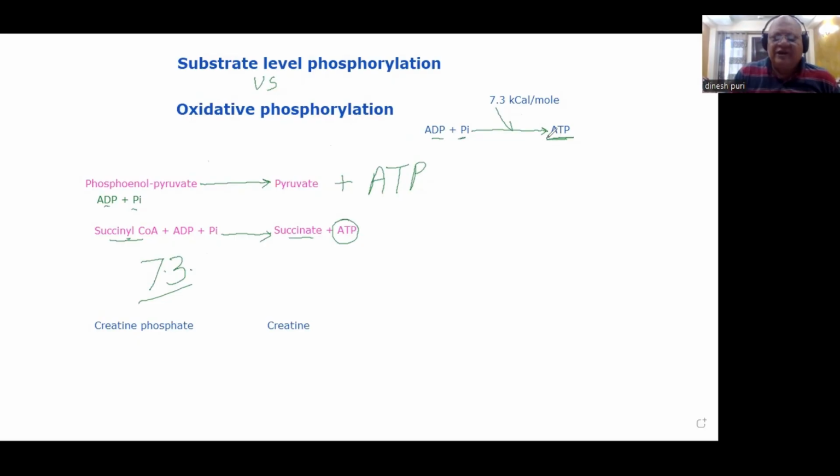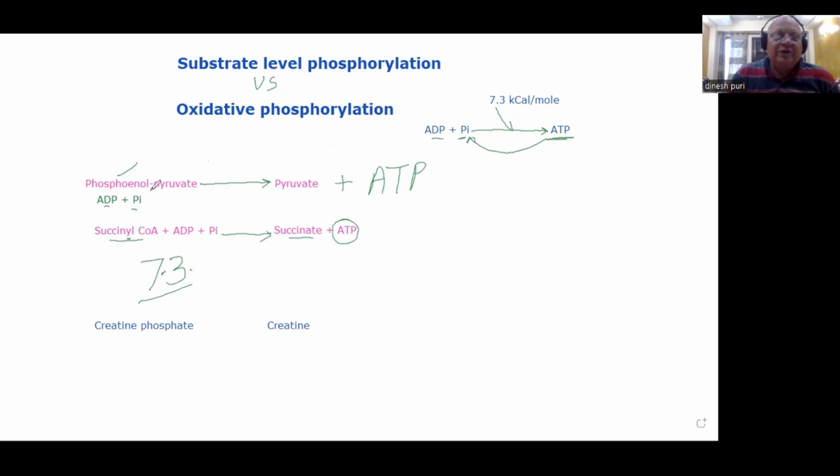Of course, when ATP will be converted to this, that much energy will be released. So coming back to the point, whenever this much of energy is available, phosphorylation can occur, ADP and phosphate can form ATP.